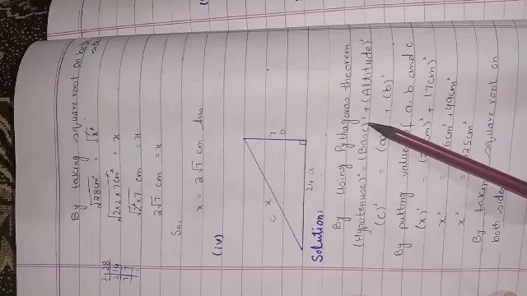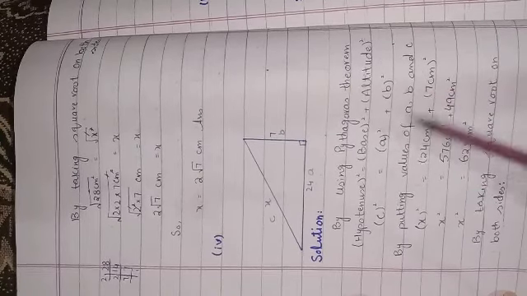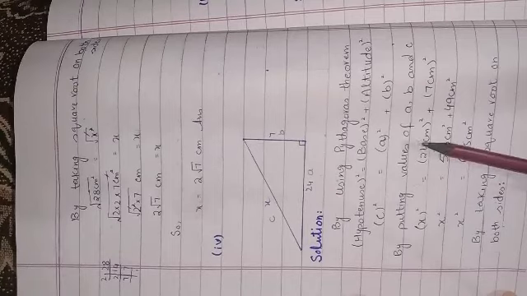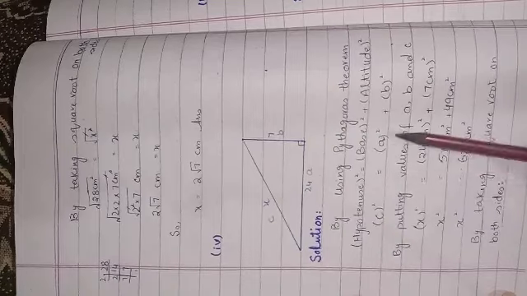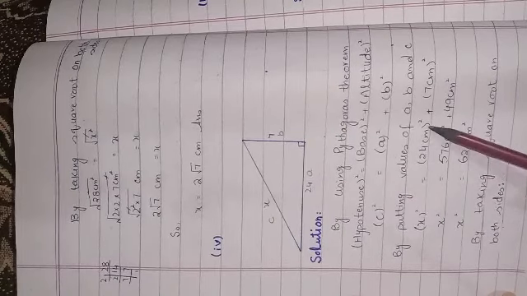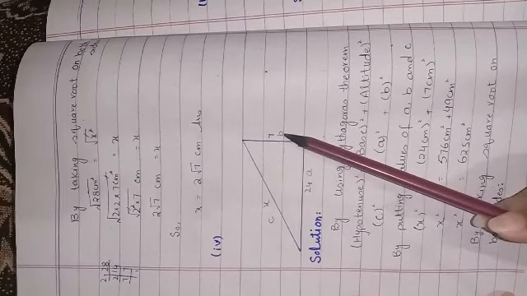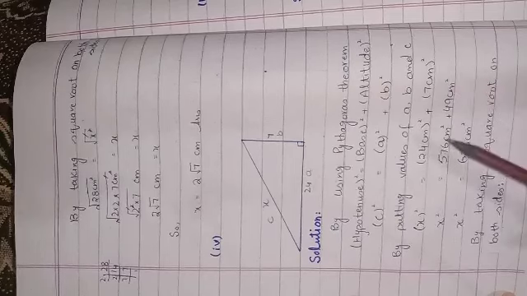Hypotenuse square is equal to base square plus altitude square. C square is equal to A square plus B square. Now we will put the values of A, B and C. We don't know the value of C, so we will write x here. A is equal to 24, so we will write 24 centimeter whole square. The value of B is 7, so we will write 7 centimeter whole square here.